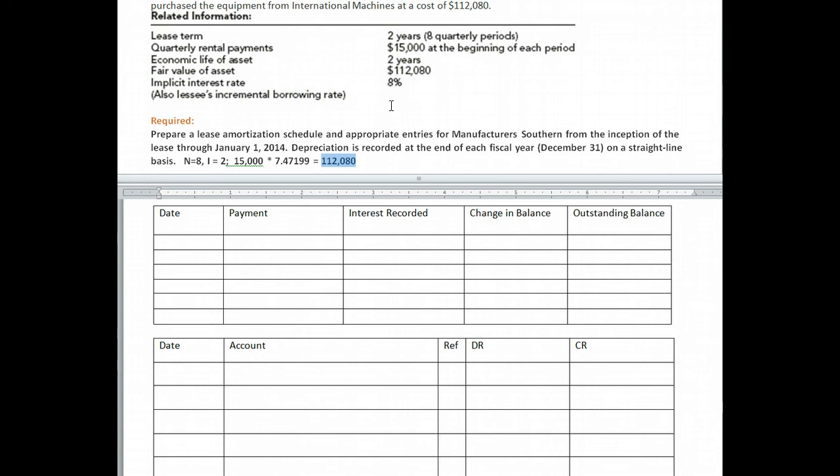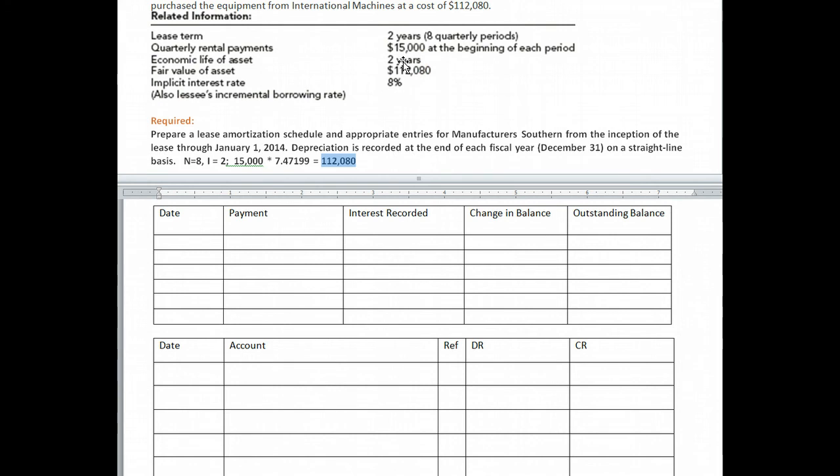The next rule is the 75% rule. And what the 75% rule states is, is the lease term 75% or more of the asset's life? So let's check. The lease term is 2 years. The asset's life is 2 years. So yes, absolutely, it is 100% of the asset's life. That's one qualification, so that's a yes. So that automatically makes it a capital lease.